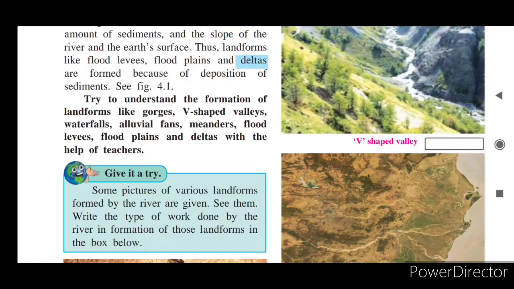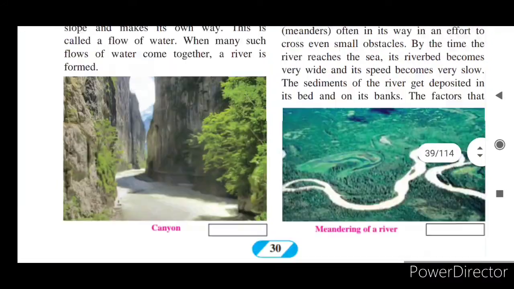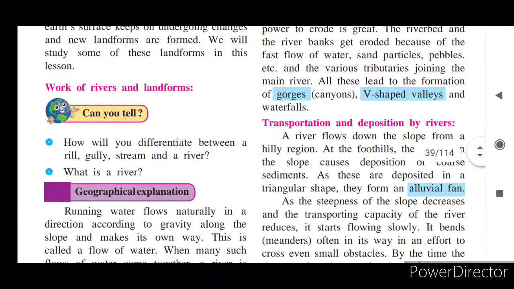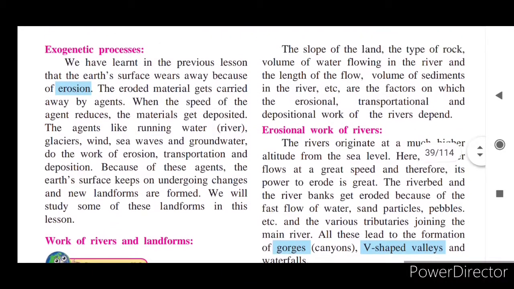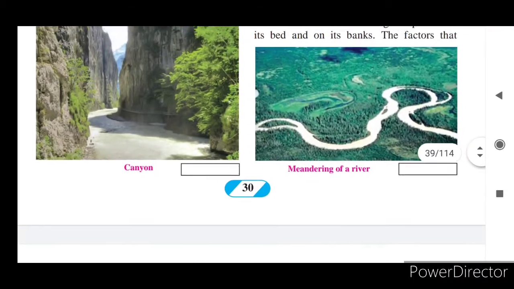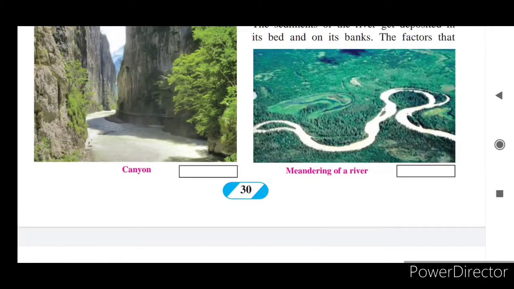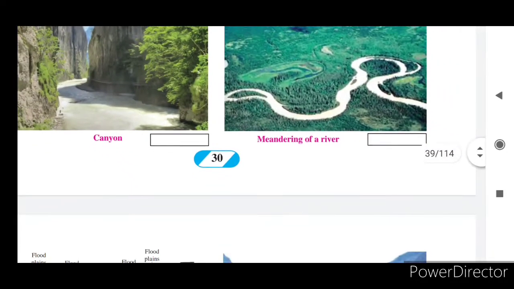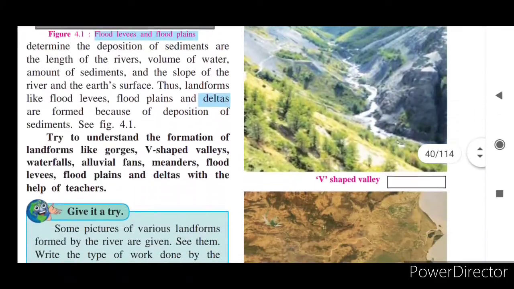In our last session we have seen the work of the river, means how the erosion takes place, and we have seen in that transportational and depositional work of the river. We have seen the erosion of the rivers, which water bodies are formed, which landforms are created. So here canyons and the meandering river, these are the landforms prepared.